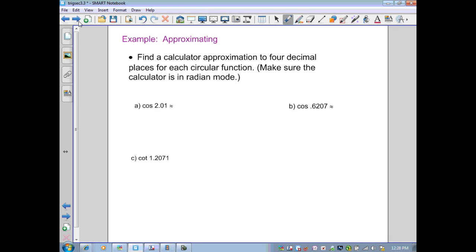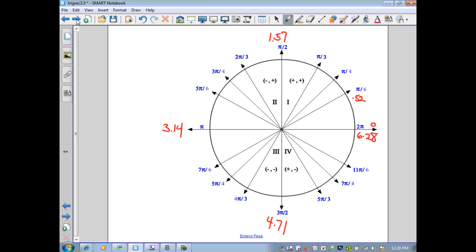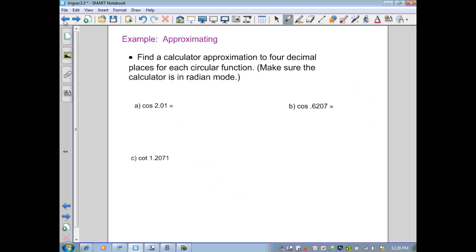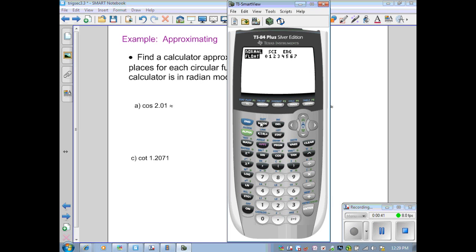If we go back to our unit circle, I know that 2.01 is going to fall between 1.57 and 3.14. Therefore, my angle of 2.01 radians is in quadrant 2. Now, all I need to do is substitute this in the calculator, remembering I must put my calculator in radian mode. To do that, I'm just going to hit mode, and then I'll scroll down until radian is highlighted. I'll hit enter. Now my radian is highlighted and blinking. Hit clear, and then I can solve my problem.